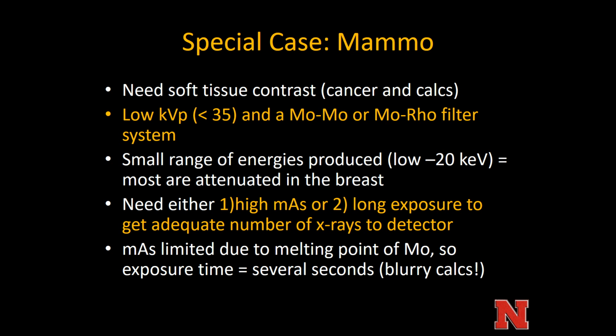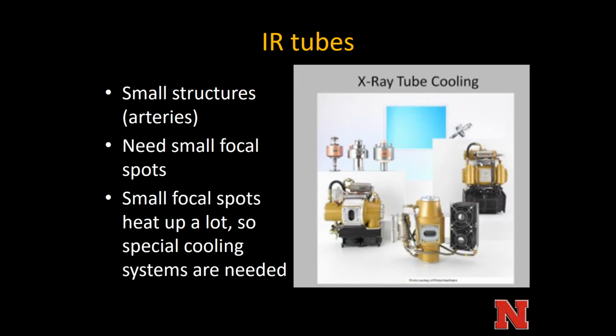We have to do that because the exposure time is relatively long compared to other x-ray setups, like for example a hand x-ray. IR tubes also have to be special, so if you're in the IR unit, the tube is going to be a little bit different. There are very small structures, like very small peripheral arteries, that are being worked on both for visualization and to advance a wire into, etc. So IR tubes need small focal spots.